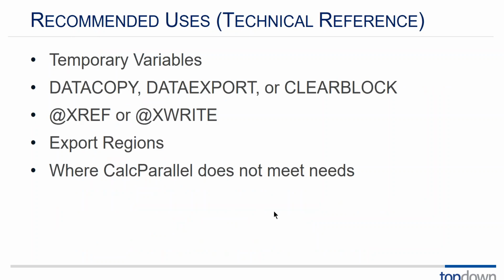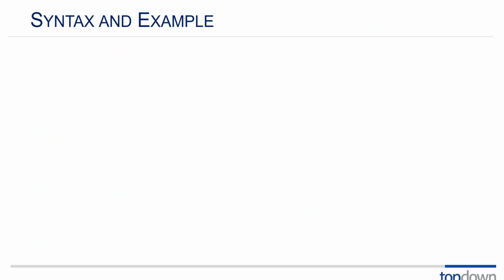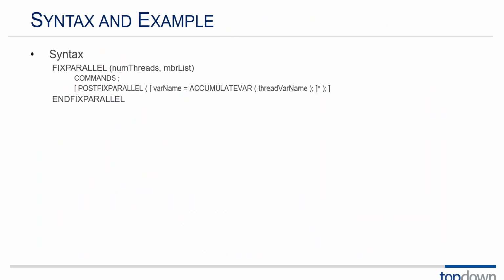So the recommended uses for fixed parallel tend to be those functions that force calc parallel into serial mode, and those are the ones that we've benchmarked. So here's an example. We're going to keep it simple. Here's the post-fixed parallel where we can use an accumulator. We did not benchmark that.